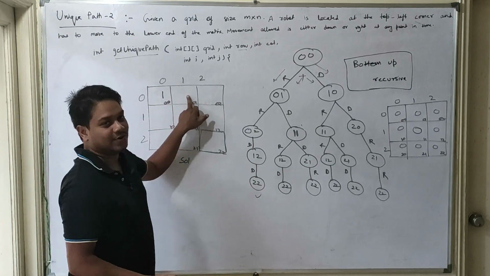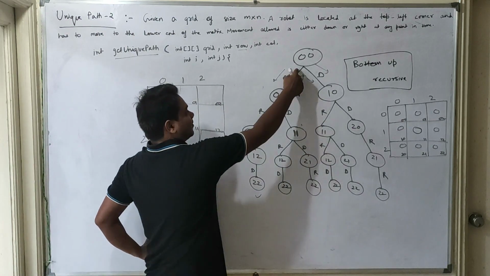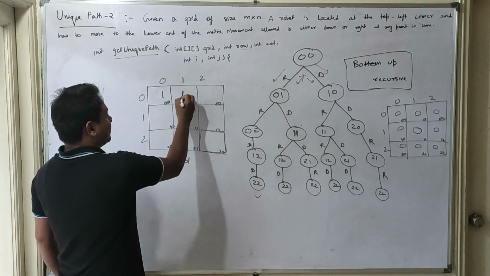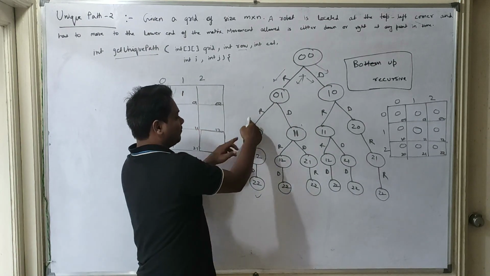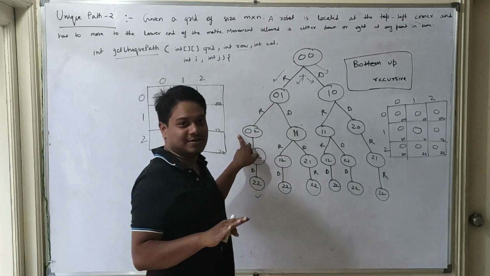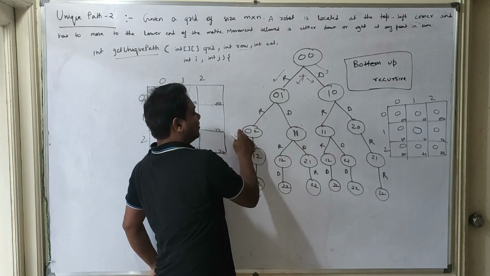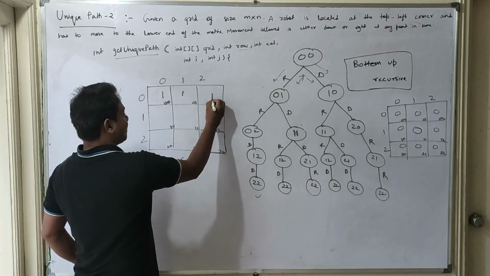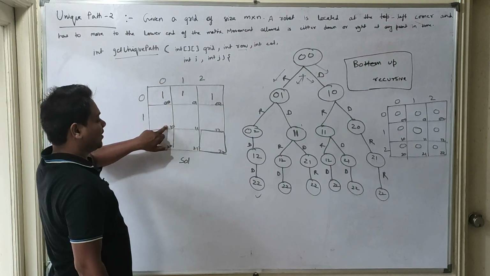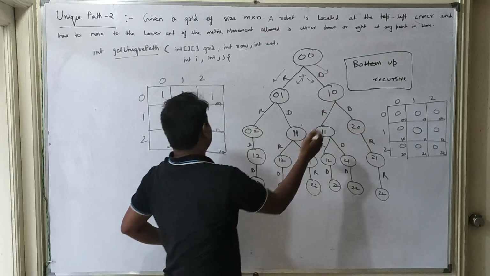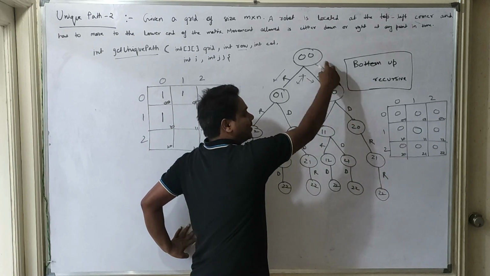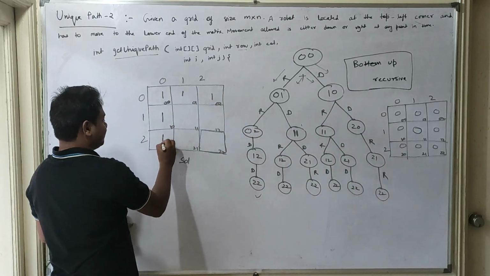To reach 0 1, how many possible ways are there? The robot is over here, this is the source and this is the destination, so there is only one path. Again, to reach 0 2, there is one path. We are not talking about any intermediate destination over here. Now to reach 1 0 from 0 0, we again have only one path. Then to reach 2 0, without including the intermediate path, there is only one path.